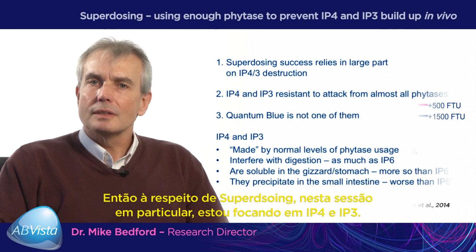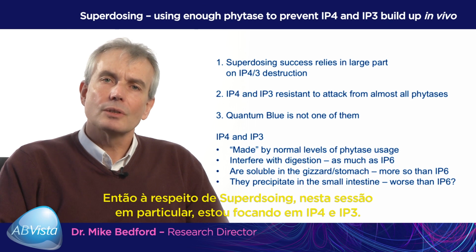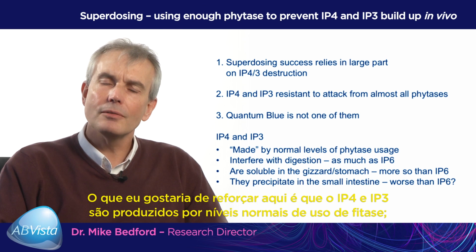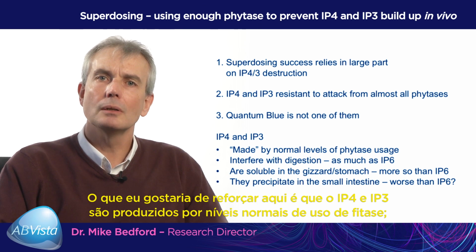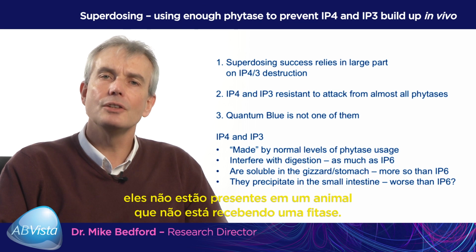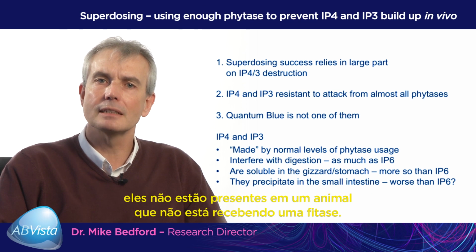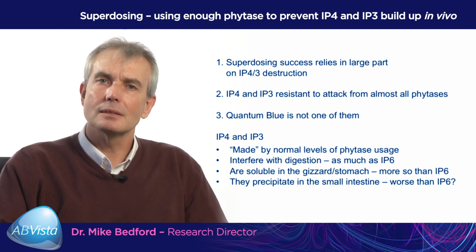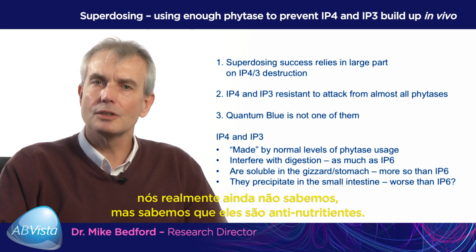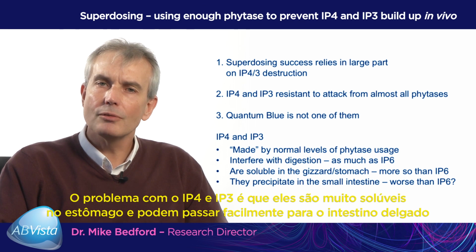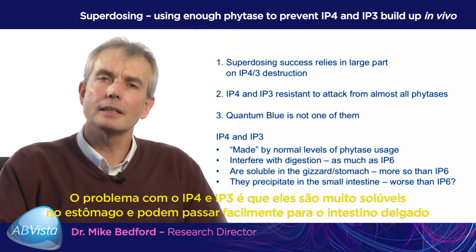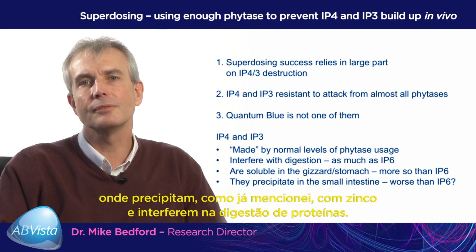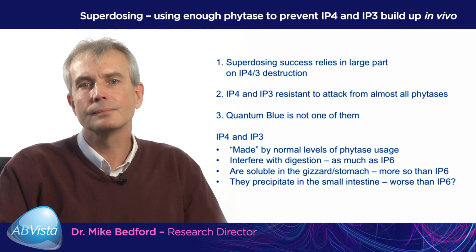So with respect to superdosing, in this particular section I've been focusing on IP4 and IP3. What I'd like to reinforce here is that IP4 and IP3 are made by normal phytase usage levels. They are not present in an animal which is not fed a phytase. They interfere with digestion and possibly as much as IP6. We really don't know at the moment, but we know they're anti-nutritive. The problem with IP4 and IP3 is they're very soluble in the stomach and they can move very easily into the small intestine where they precipitate, as I've mentioned, with zinc and interfere with protein digestion.